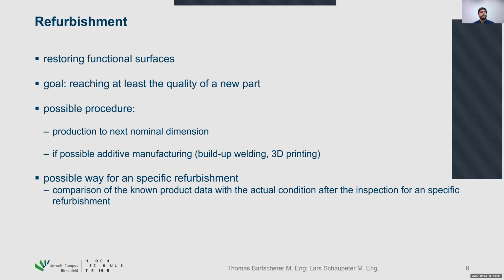The refurbishment. This process step is concerned with restoring the dismantled and cleaned individual parts to a new condition. This can be done, for example, by additive manufacturing processes such as build-up welding or 3D printing, or the production to the next nominal dimension, or if you need to apply a new coating. The reconditioning methods depend on the old part or the respective components and are already defined at the process design stage. So far, refurbishment has not yet benefited much from developments in artificial intelligence.